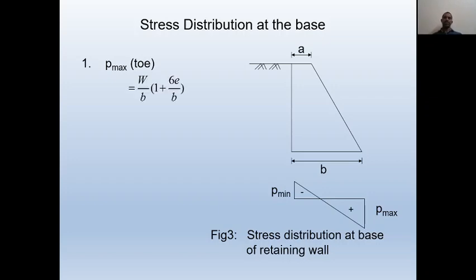Right. So at the toe you will get p maximum, that is maximum stress, W by B into 1 plus 6e by B, and minimum at the heel over here. It may have a tensile stress also. When you calculate, you will get W by B into 1 minus 6e by B.